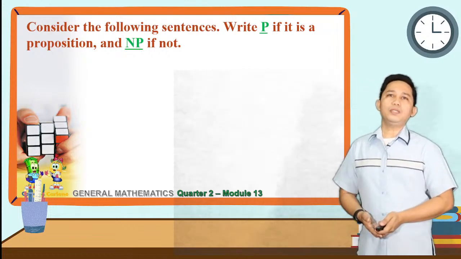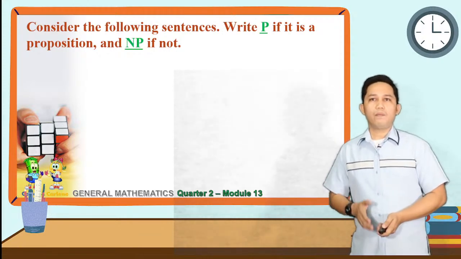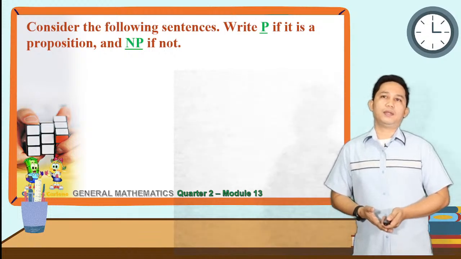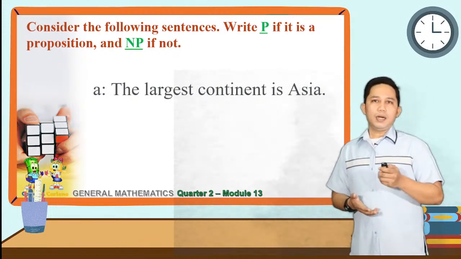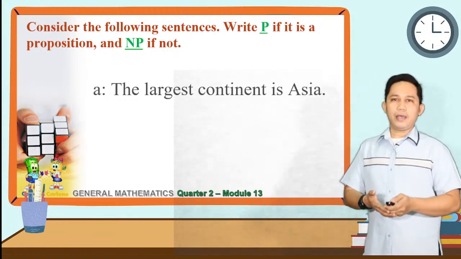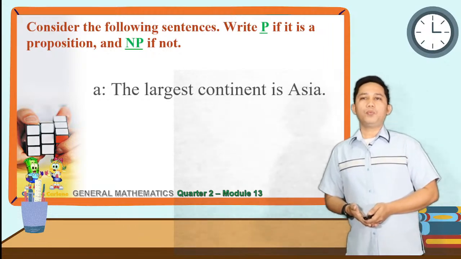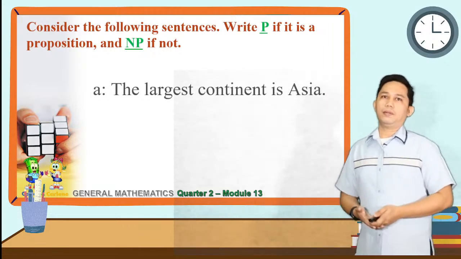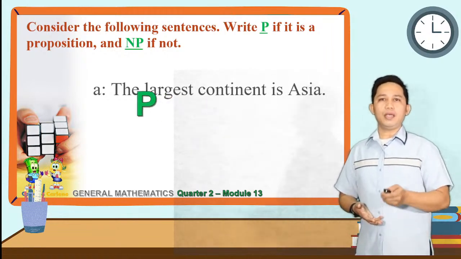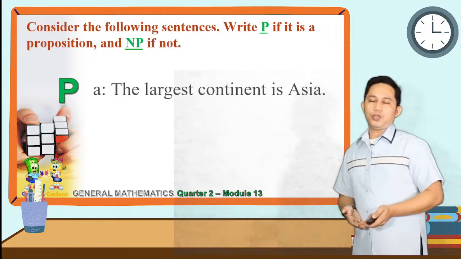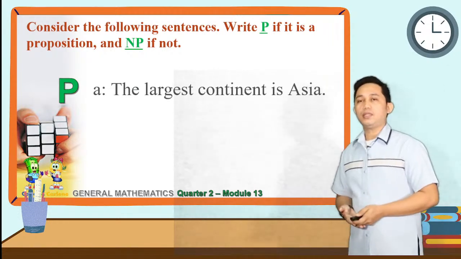Okay, so that's it. Now, let's have another example. Consider the following sentences. Write P if it is a proposition and NP if not. Okay, let's have this one. The largest continent is Asia. Is it a proposition P or not a proposition NP? Yes, correct. It is a proposition. Now, what is the truth value of this sentence if you said that it is a proposition?